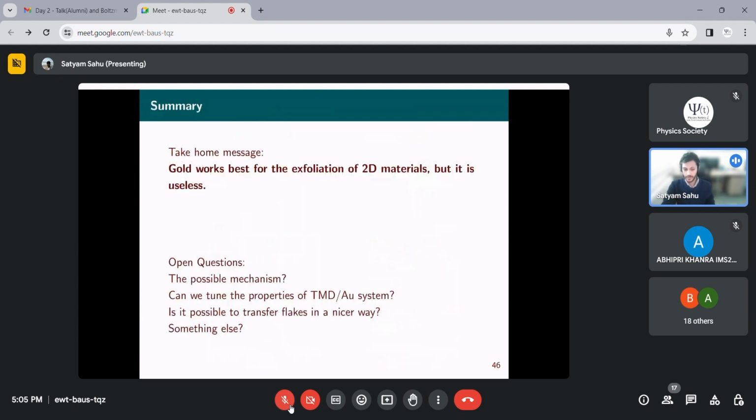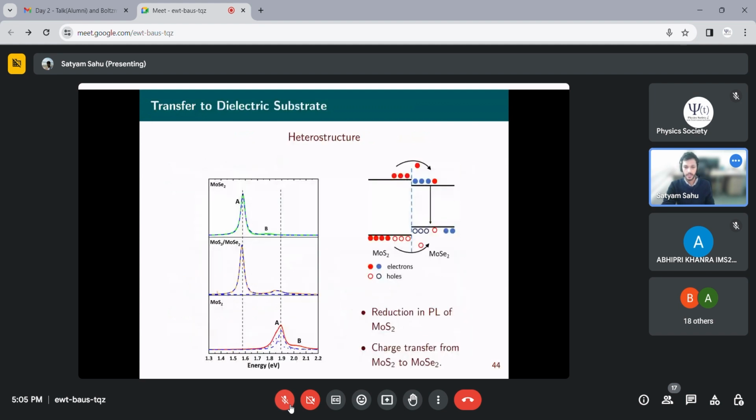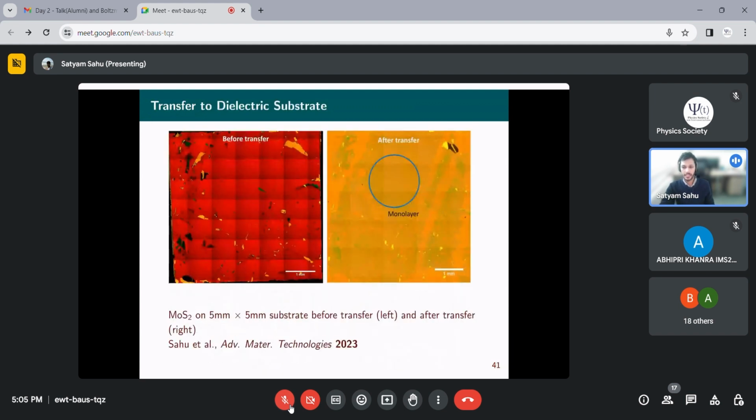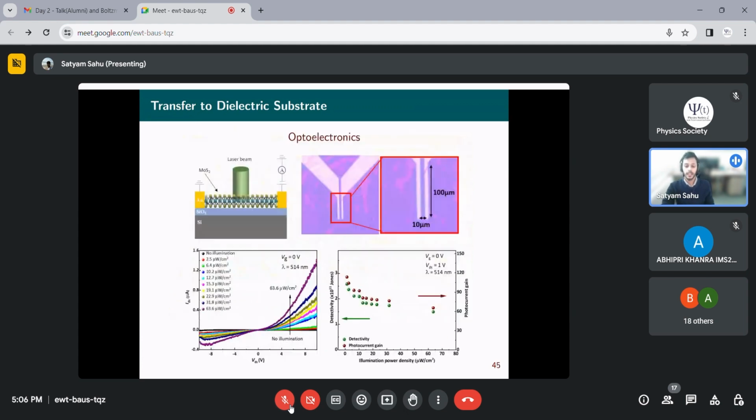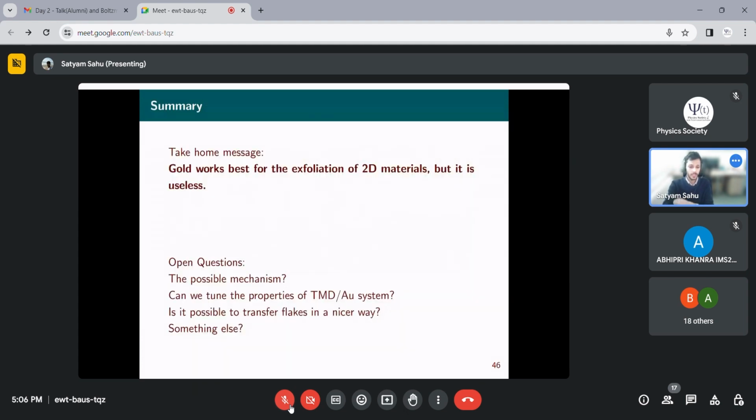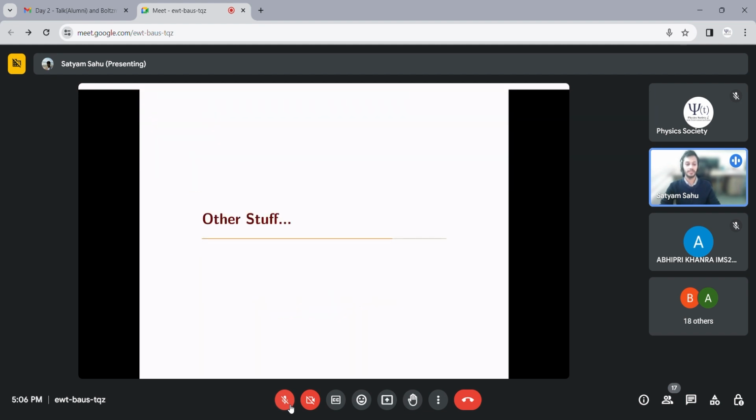And similarly for the photoluminescence also, here if we see, the flakes are nice, but they are not amazing. The yield is still less than 100%. So is there a better way to transfer the flakes to a dielectric substrate in a nicer way? So this brings me to the last part of my talk, where I'll just show you the other stuff that we do in our lab.